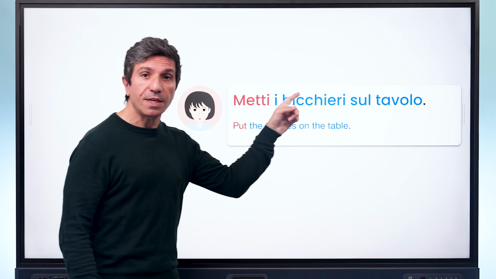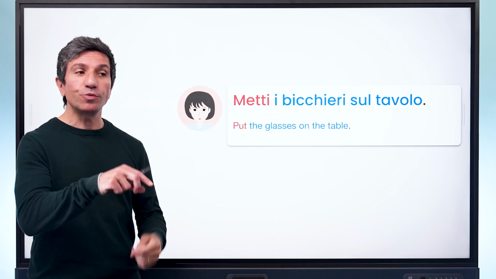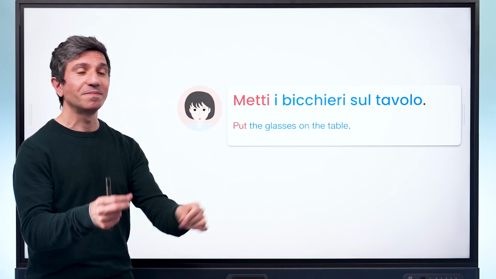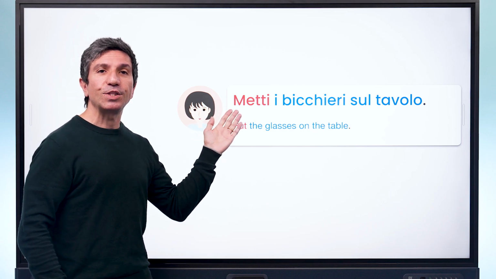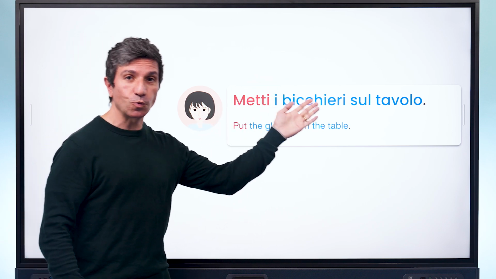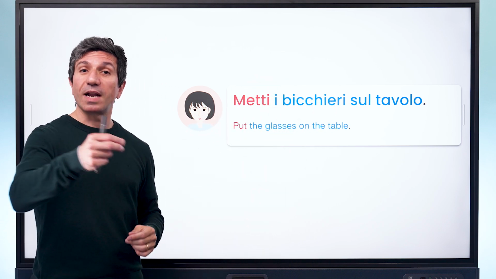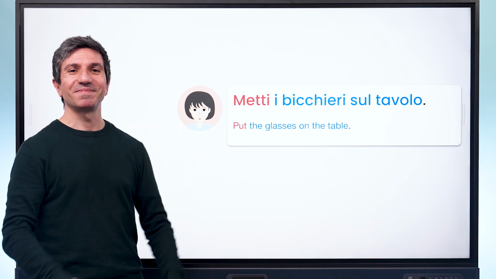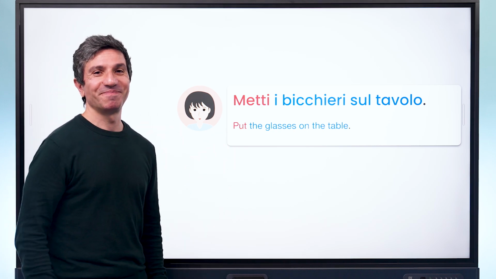Metti i bicchieri sul tavolo. Put the glasses on the table. One last example.